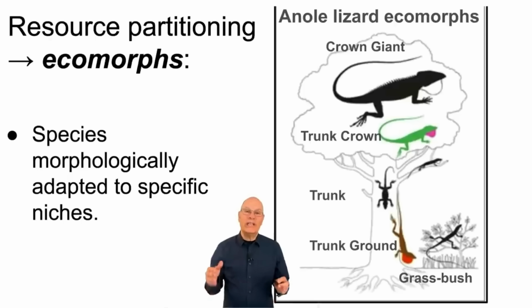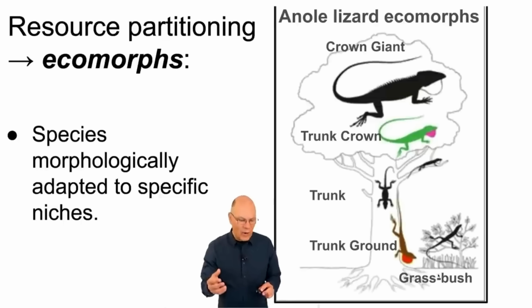Resource partitioning can lead to what are called ecomorphs, and those are species that are morphologically adapted through their form to specific niches. In the Caribbean islands, you have lizards that have adapted to different parts of the forest canopy. You have these very large lizards called crown giants, smaller ones called trunk crown, ones that live on the trunk, ones that live on the ground, and ones that live in the grass. That's resource partitioning. That is all about character displacement.